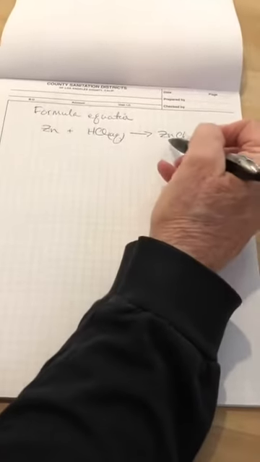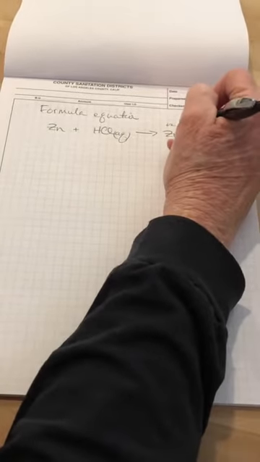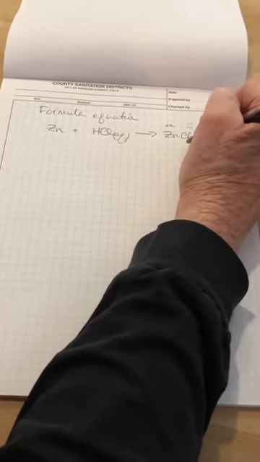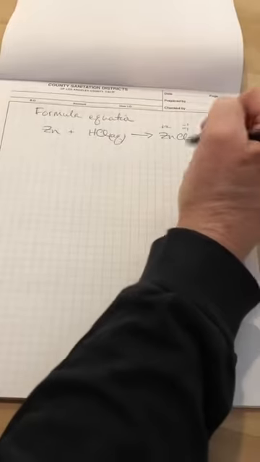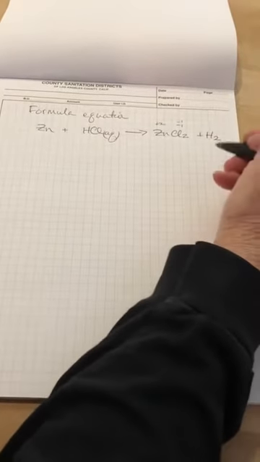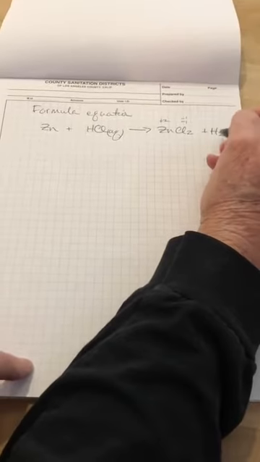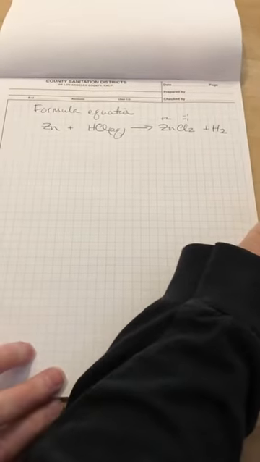Now, if you guys remember from nomenclature, I know that zinc is always +2, and the chloride ion is always -1, so that's how I knew the formula for zinc chloride. That's why we needed to do nomenclature first. Also, hydrogen is one of those 7 diatomic elements we talked about, so hydrogen, when it's by itself, always has to be shown as H2.